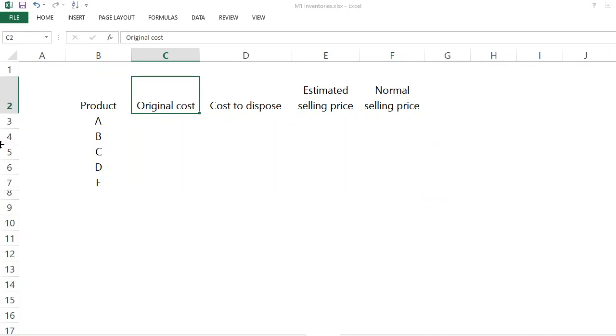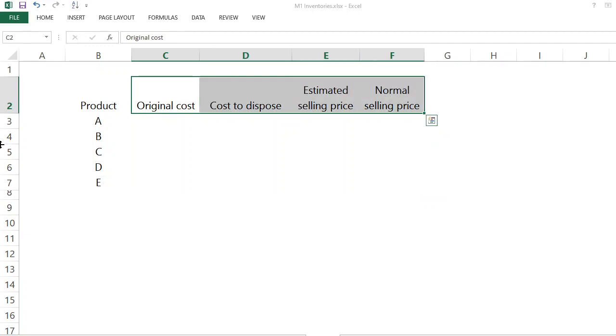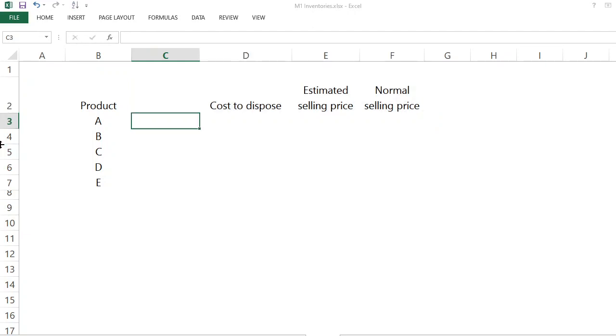Diretso na lang tayo sa ating LCNRV. Ay, sorry. LCNRV for letter A or item A, you have 1,000 units. Times, how much is your cost? That's 120. And then you have your estimated selling price of 180, pero may cost of sale kang 30. So, how much ang NRV? That's 180 minus 30, right?